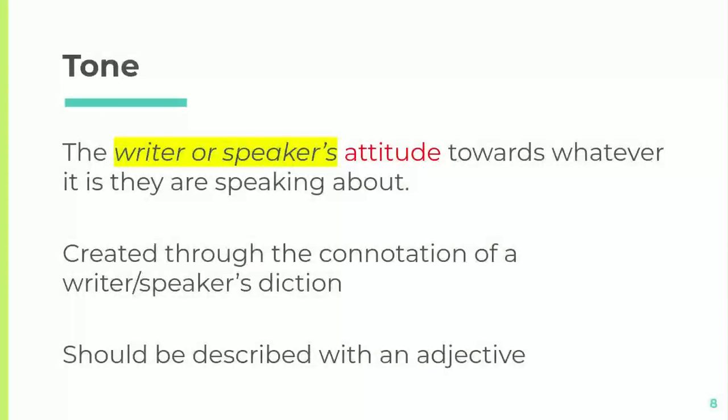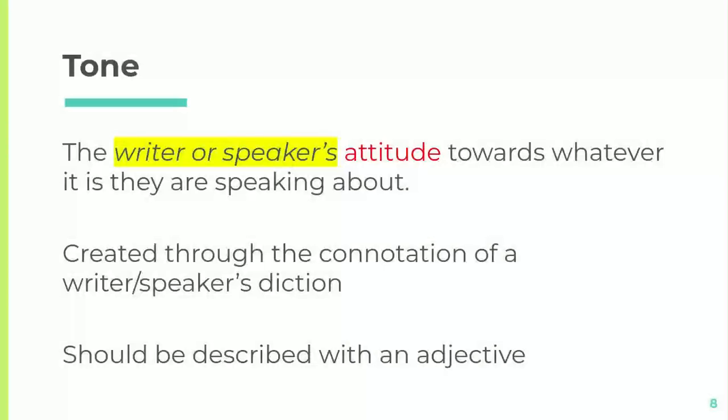Now, all of this leads us to the main attraction for today, tone. That is the writer or speaker's attitude towards whatever it is they are speaking about. So whatever the topic is, the tone is the way the writer or speaker feels about it, whether that is disgusted, angry, confused, any kind of adjective. It's created through the connotation of a writer or speaker's diction, and it should always be described with an adjective.